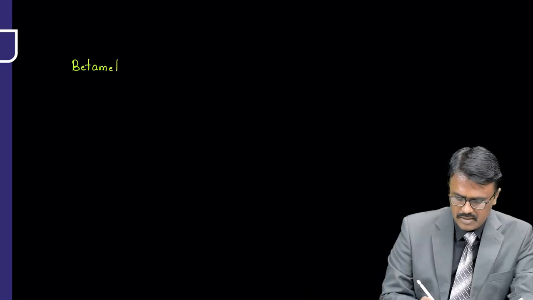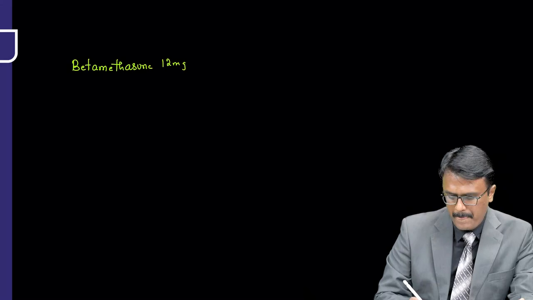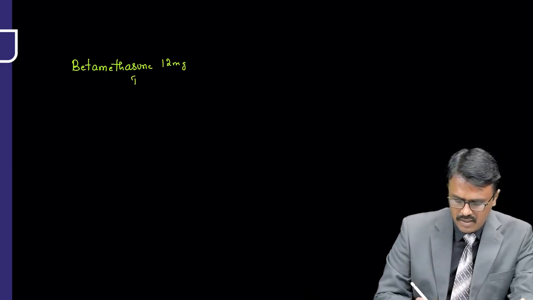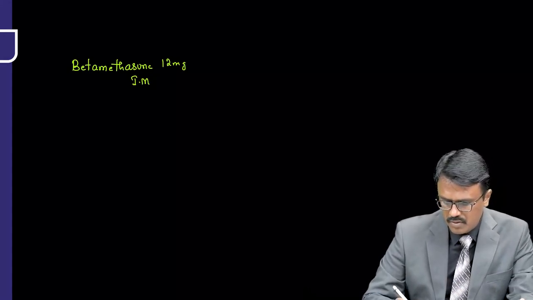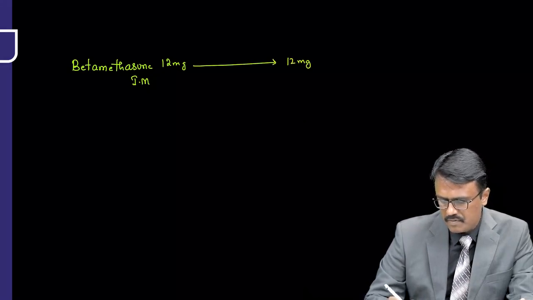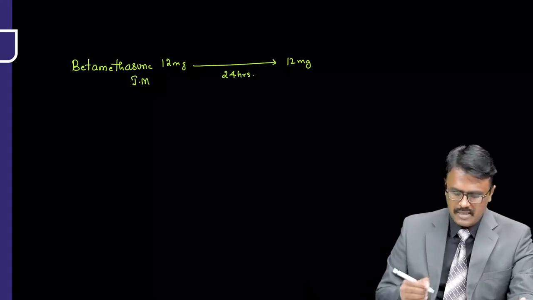Now, what are the two steroids commonly used for this? One is betamethasone, and the dose of betamethasone is 12 milligram. And how do we give it? We give it by intramuscular injection. And should we repeat it? Yes, you have to repeat this. Again 12 milligram with a gap of 24 hours. So the doses are 2 and the gap is 24 hours.